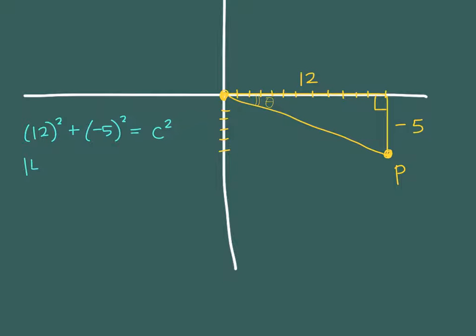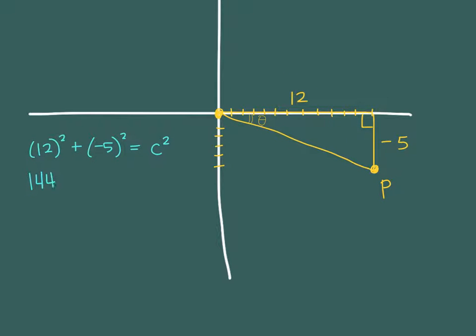So we've got 144 plus 25 equals c squared. That's 169 altogether, which, according to the math fact, works out perfectly to 13. So my hypotenuse is 13. Remember, it should be a positive number, and it should be longer than the other sides. If it's shorter, you did something wrong.